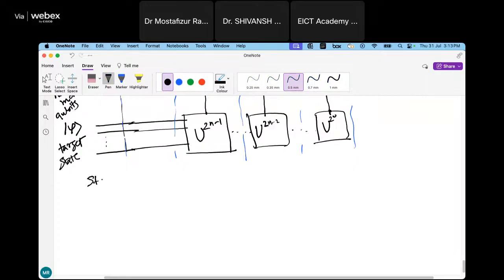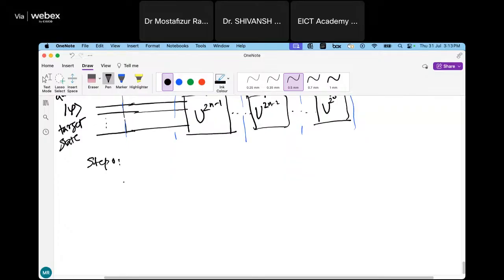Step zero. Step zero is fine. Step zero is just where we started with 0 tensor product n and the state ket psi.